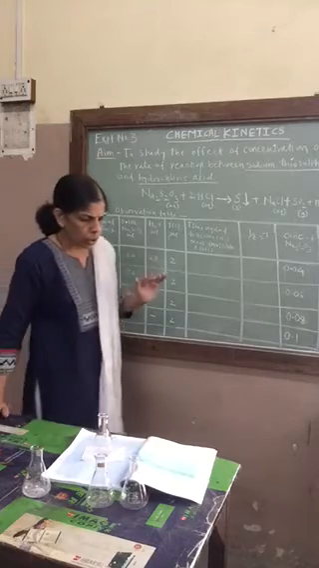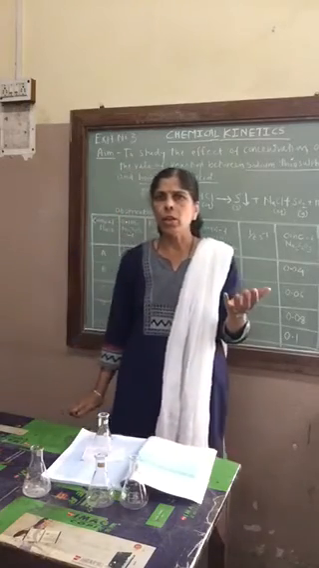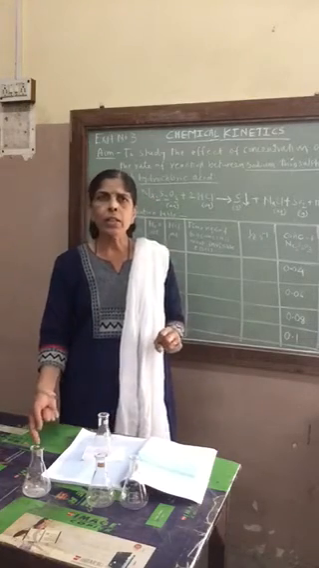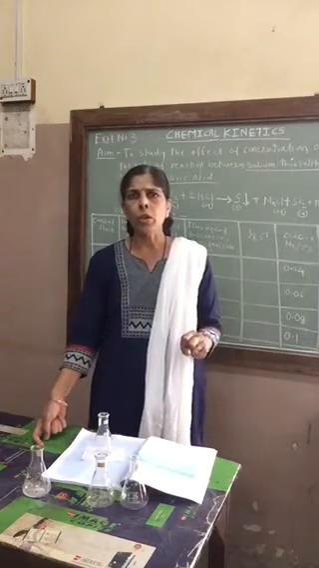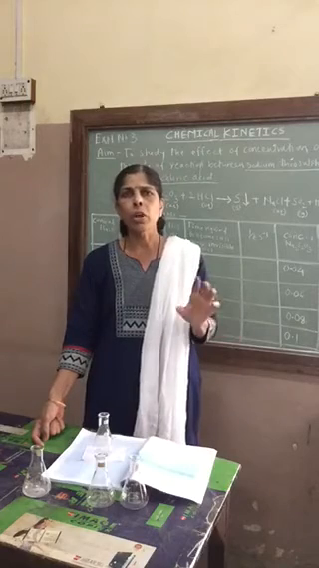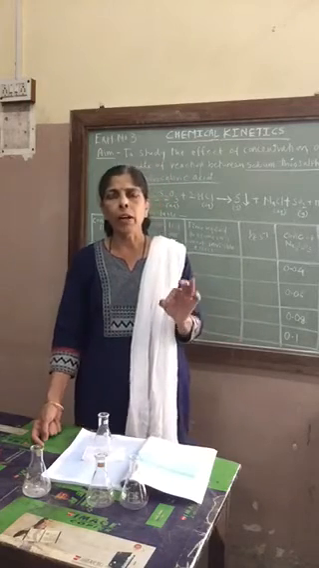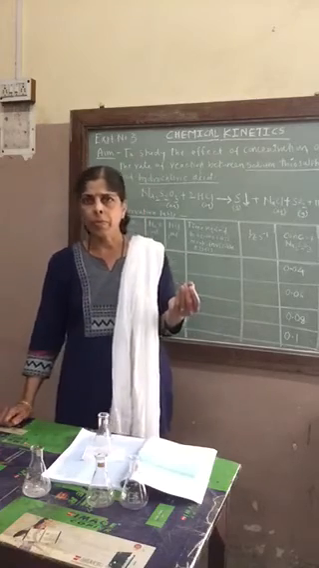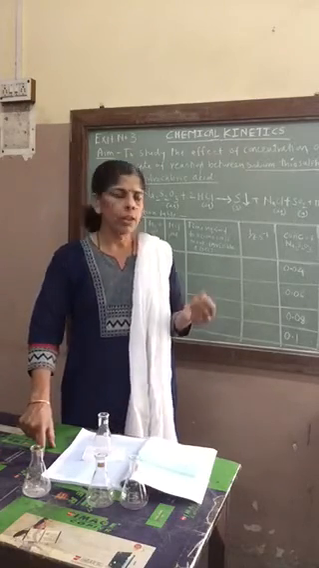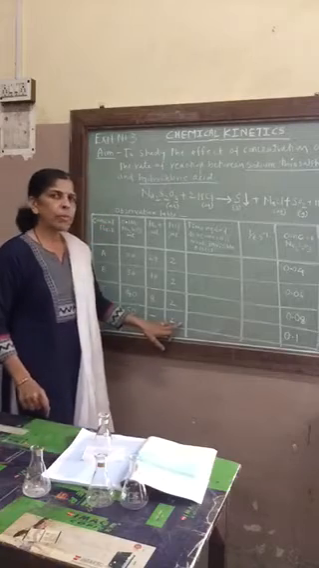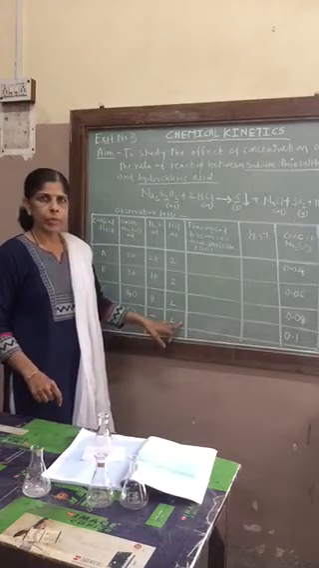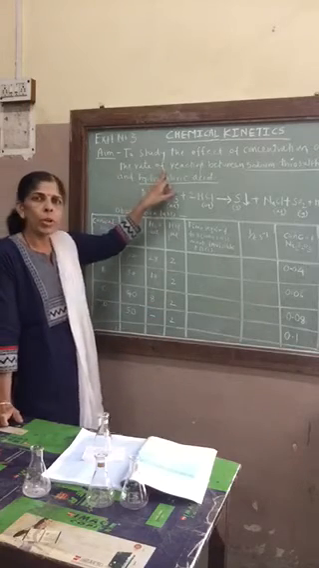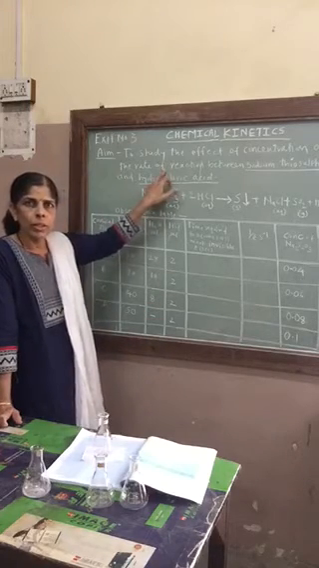If the concentration increases, the rate of reaction increases. The reaction goes fast, so the time required for completion of that reaction becomes less. Whatever time you record for flask D will be the minimum, because it is a highly concentrated solution, and the rate of reaction depends upon the concentration of the solution.